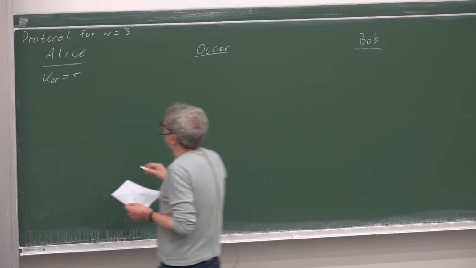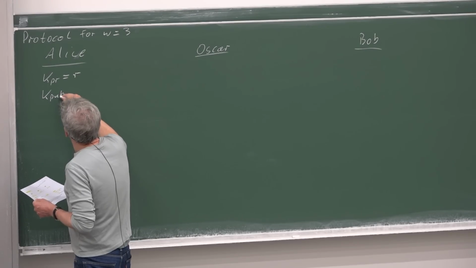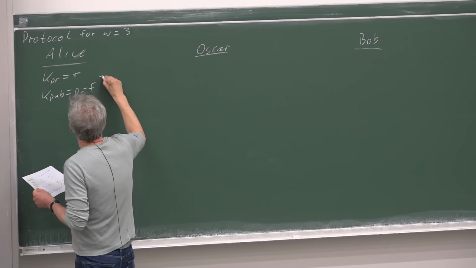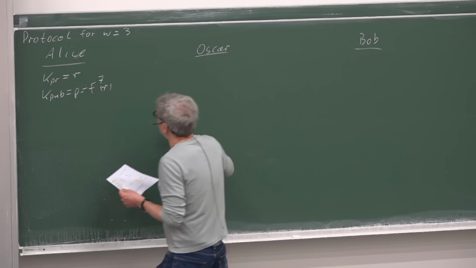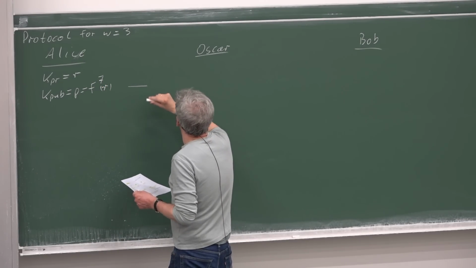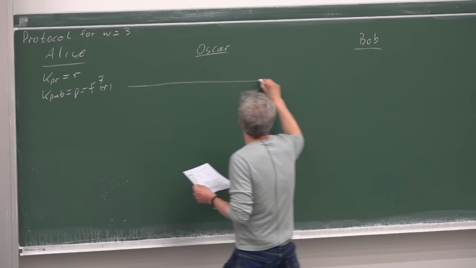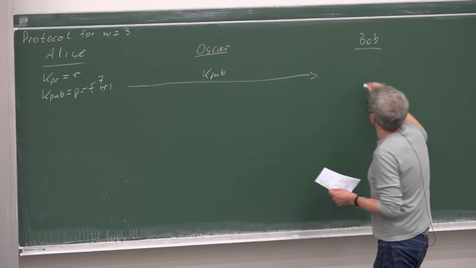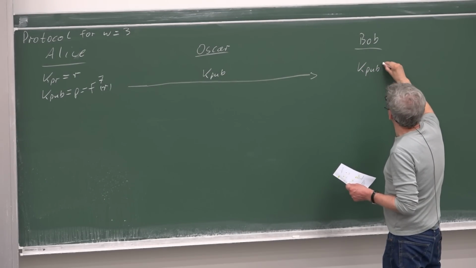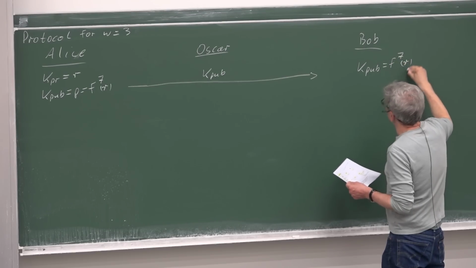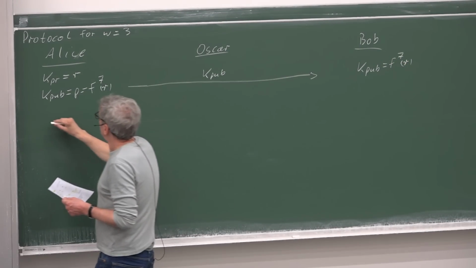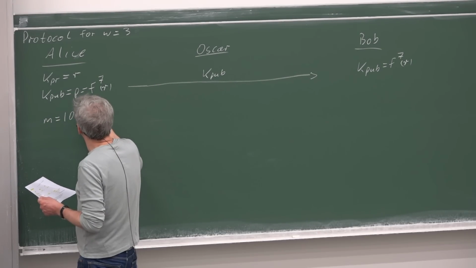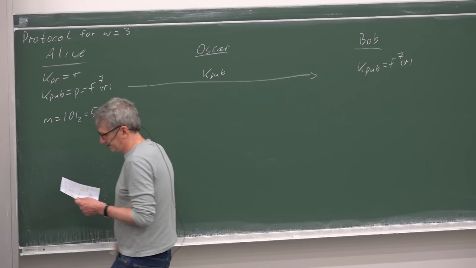K public, we call P, is f to the 7th of R. And then you send over K public, and Bob obtains K public is f to the 7 of R. Again, example, m is equal 101, binary of 5 decimal.